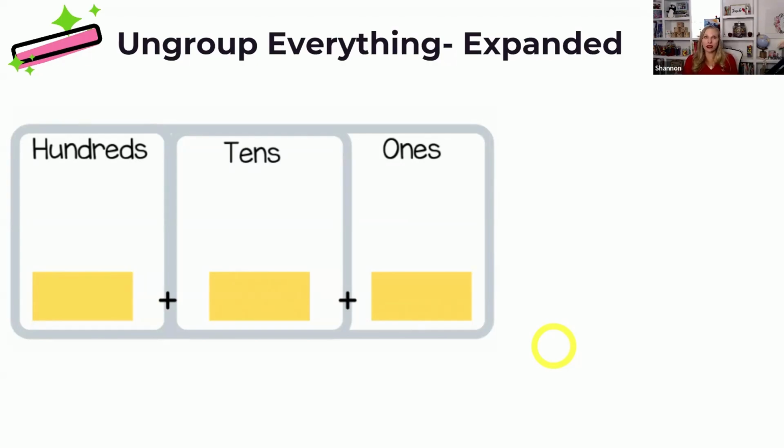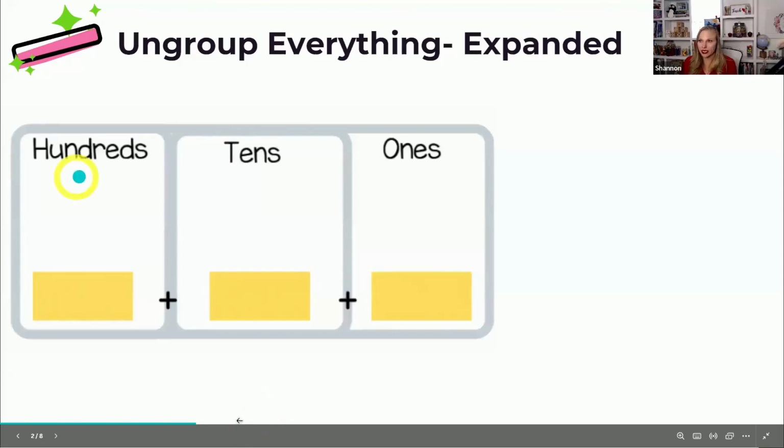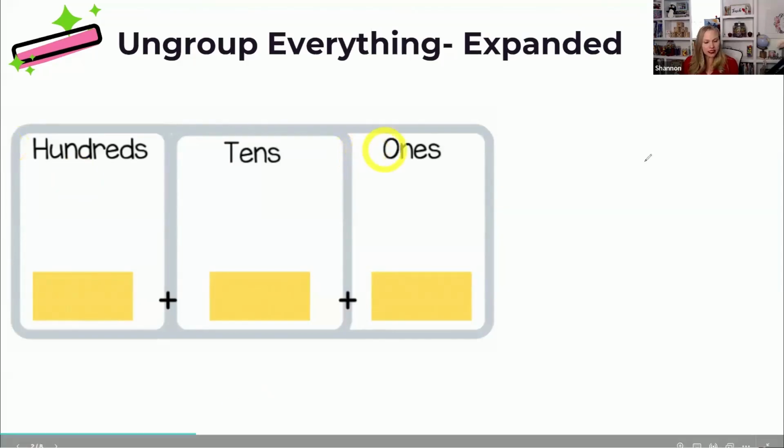It's ungrouping something. So in addition, we were regrouping. We had enough ones and we made a new group of 10. And in subtraction, we're now going to ungroup. So let's take a look here at ungroup everything. We're actually going to start with that expanded form, which is exactly what we started with when we were in addition.